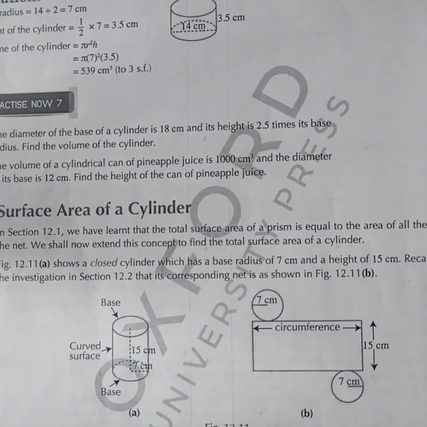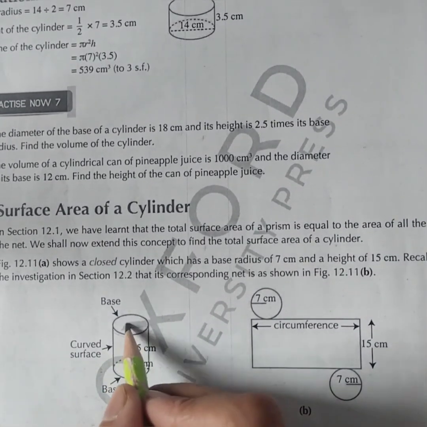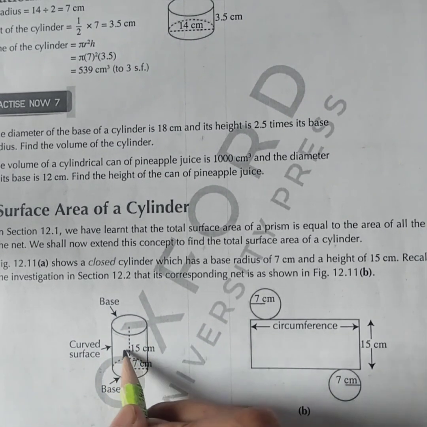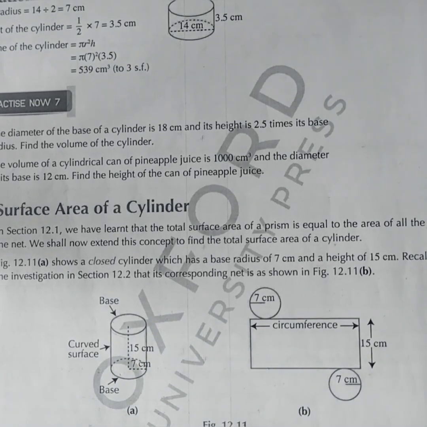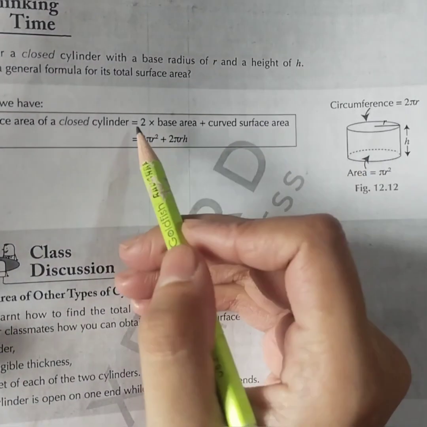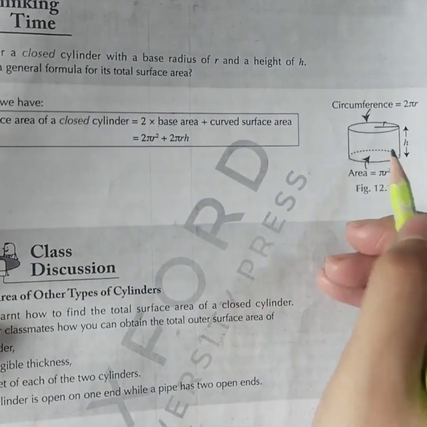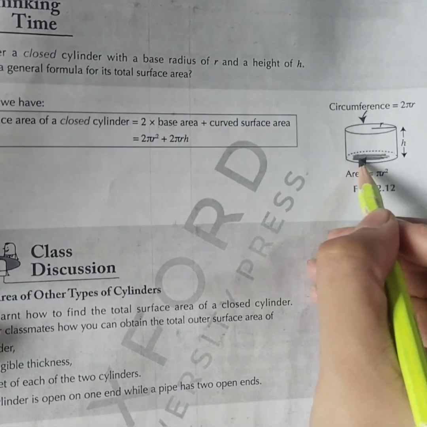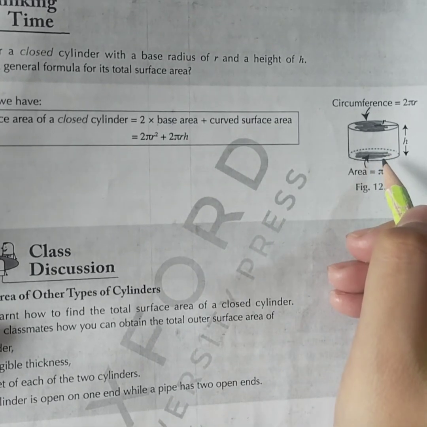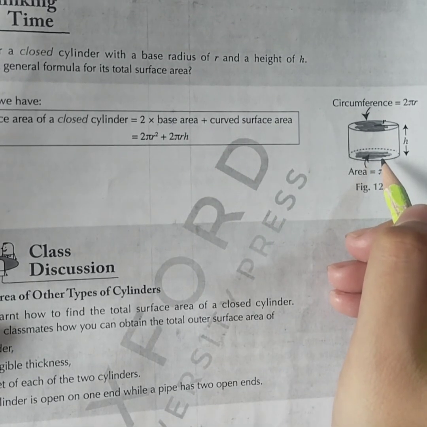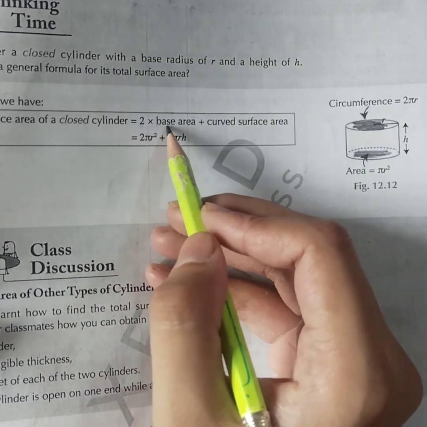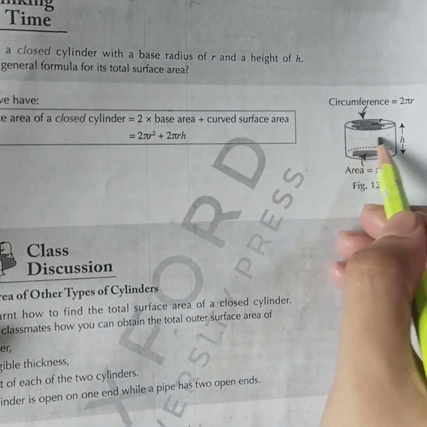Our next topic is surface area of the cylinder. This is called the base of the cylinder. This is called the curved surface. So how can we find the surface area of a cylinder? This is your formula: 2 multiplied by base area, because a cylinder has two bases, one base down and one base upside. This area and this area are the same, so they are used twice: 2 multiplied by base area plus curved surface area, the area of this curved side.